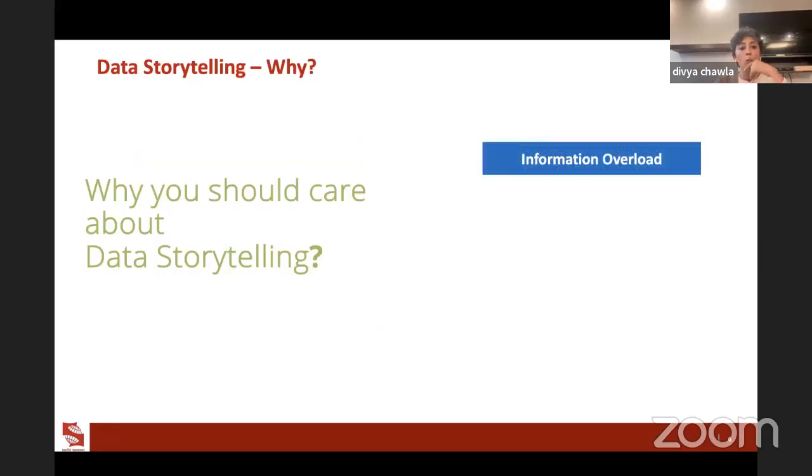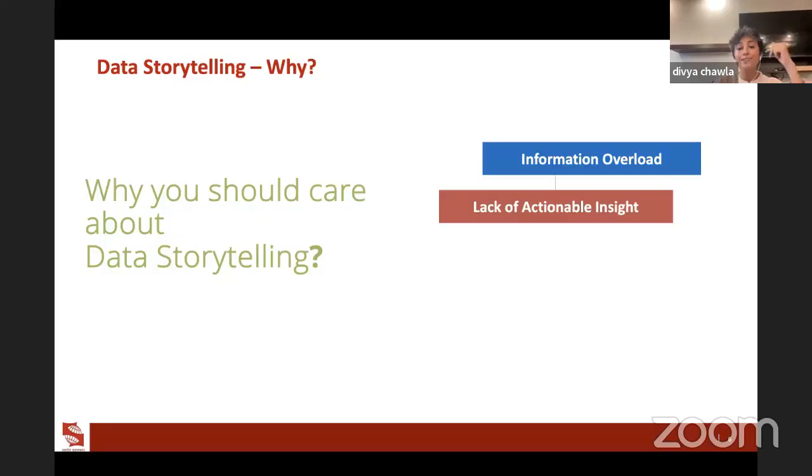So let's talk about the why behind it. Like I said, there's an overload of data. There's a lot of information available. To wean out the most relevant information is why you need data storytelling. There's lack of actionable insight. So you should be able to not only wean out the right information, but also give insight on top of that so that some action can be taken. Without action, the data is meaningless.